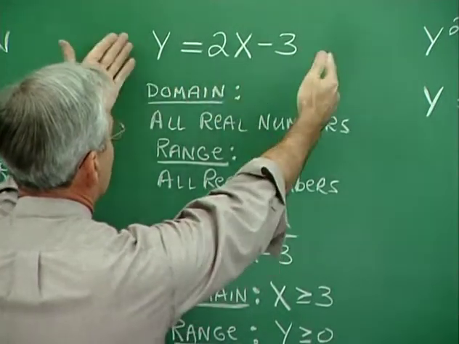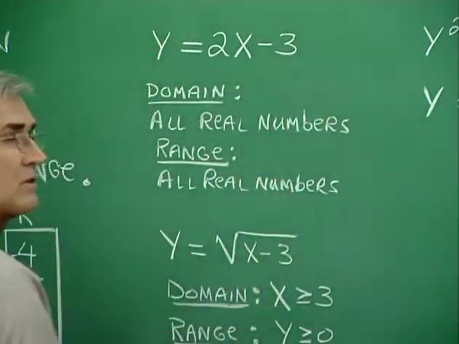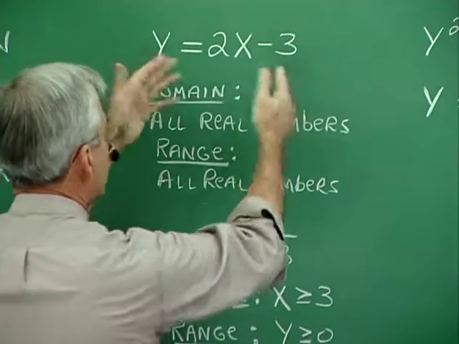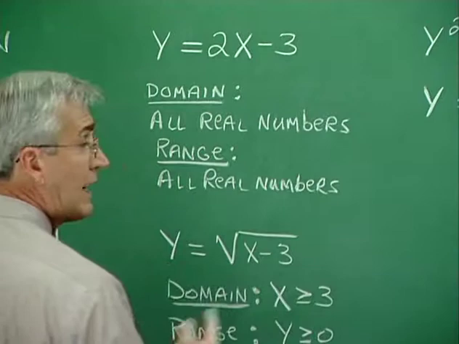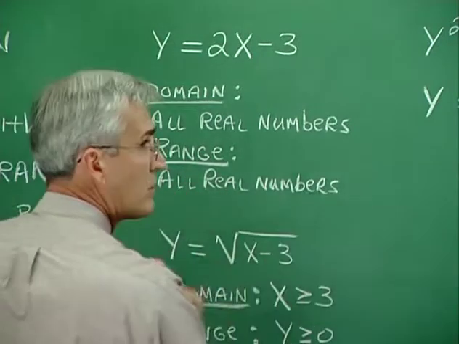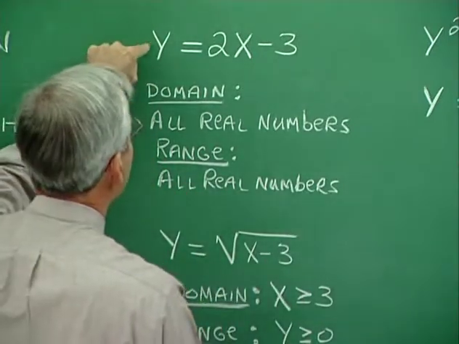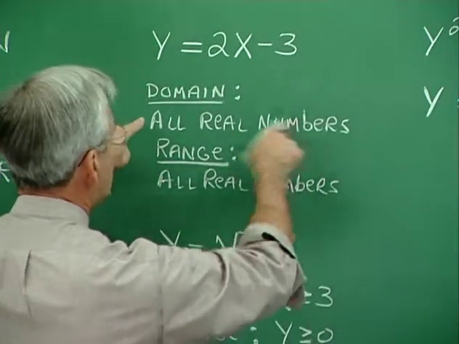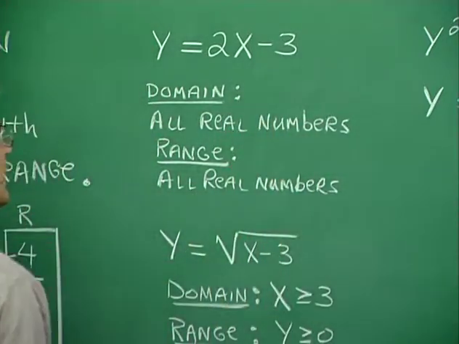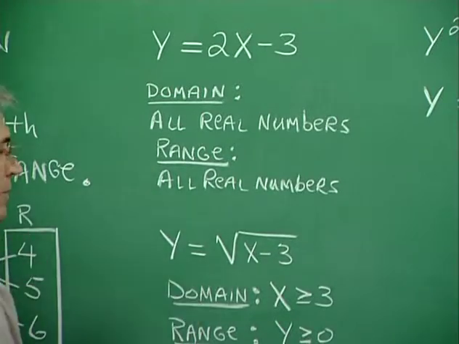Well, this makes sense for all values of x. For all real number replacements for x, 2x minus 3 makes sense. So the domain is all real numbers. And it turns out that the range is all real numbers as well. That is, y can take on values for all real numbers as x changes value in this process. All right, let's get to something a little more interesting.